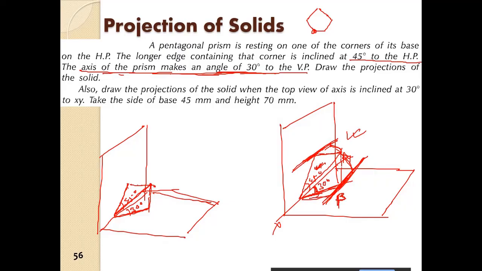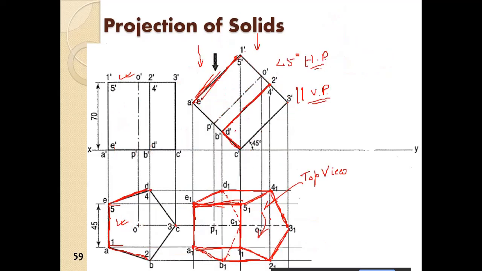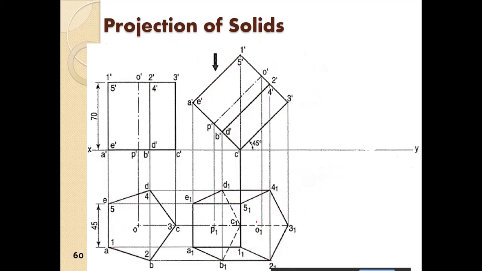If you remember, when we made the drawing for the line which is inclined to both the horizontal plane and the vertical plane. I think this step is clear. So from here we have this figure. So we have obtained this. Okay, so this is the top view.